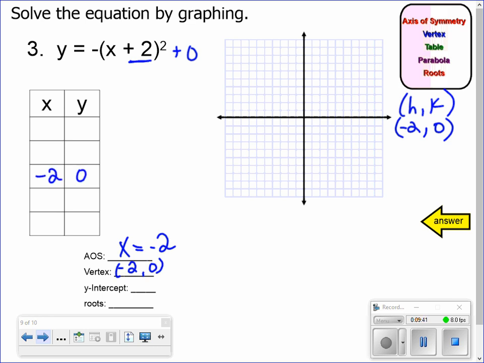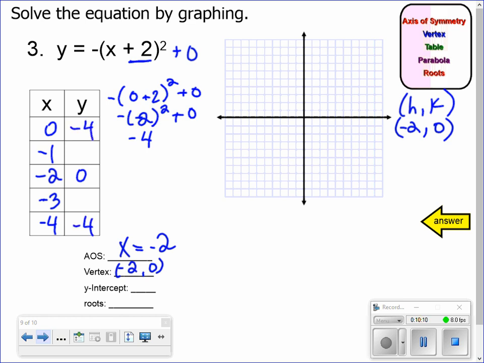So negative 2, 0, this would be negative 1, this would be 0, this would be negative 3, this would be negative 4. I'm going to use 0 and negative 1. I've got negative (0 plus 2) squared plus 0. Well, that's going to be negative 2 squared, which is 4, and make that negative, that's negative 4. So for 0, I've got negative 4. So that tells me my y-intercept is negative 4.